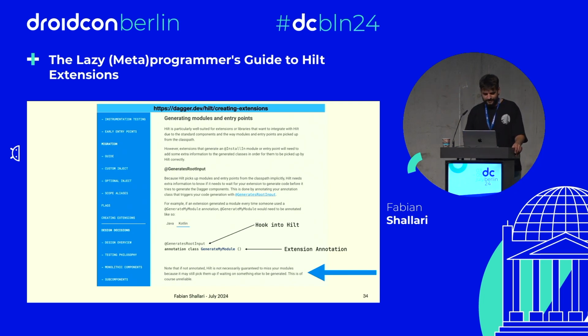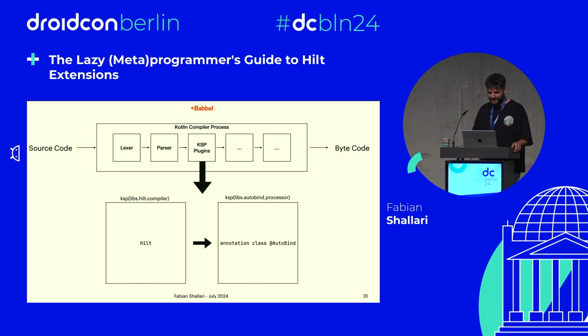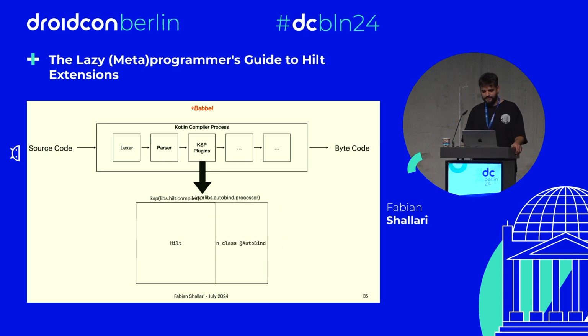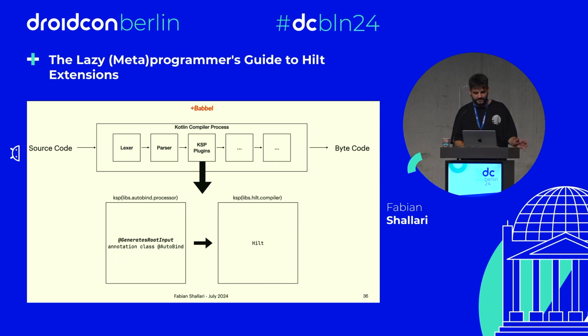So, in the worst case scenario, we said that Hilt would run, generate the components, and miss whatever we're producing here. So what we need to do is this. We use this meta annotation, and then we make sure that Hilt will wait for us. We will generate our modules, and afterwards Hilt will start compiling all the generated code. Basically it will pick up the output of our KSP plugin and install the modules that we generate into the components.